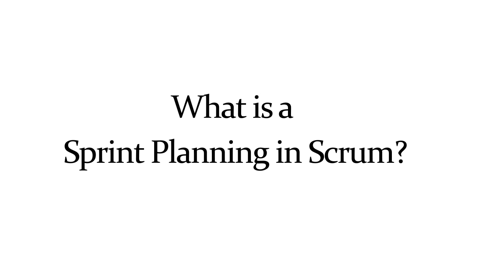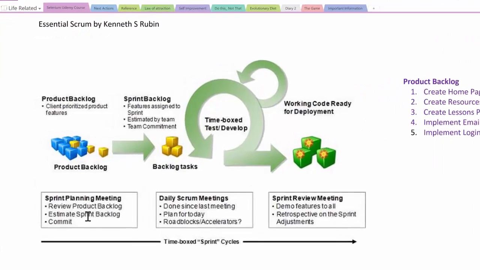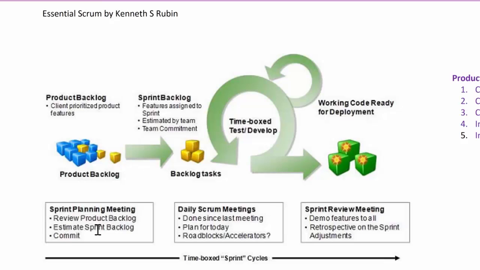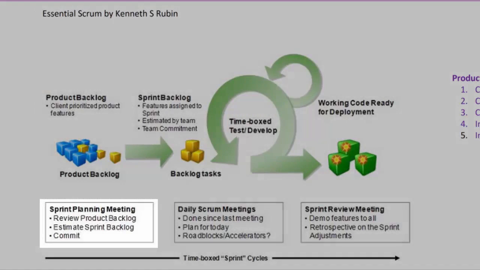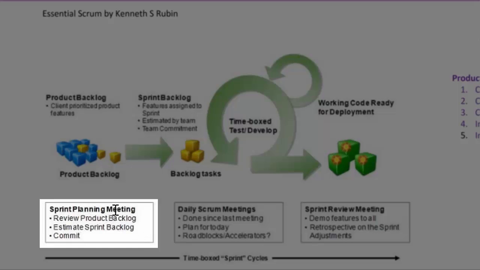So sprint planning usually occurs at the beginning of a sprint. For our purposes, we're going to assume that our sprint is 1 week long. So this whole process from here to here is going to be 1 week long, okay? At the beginning of the week, we have our sprint planning meeting.